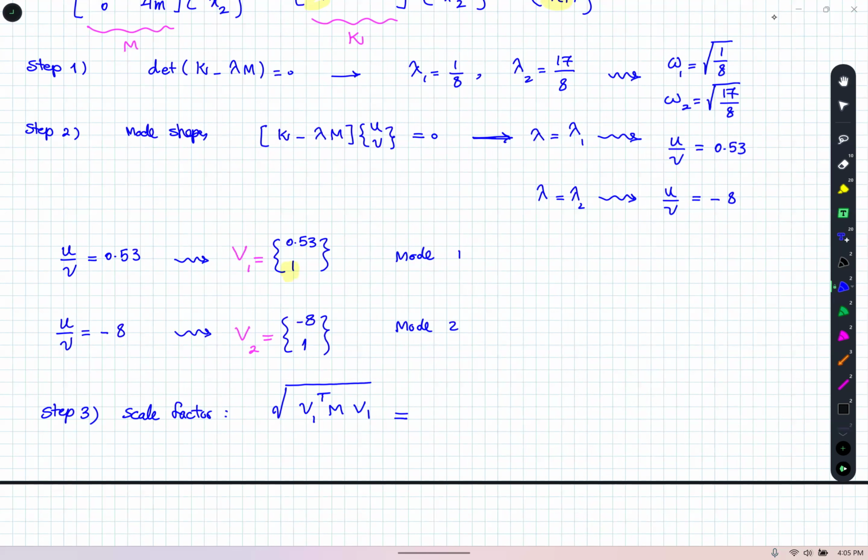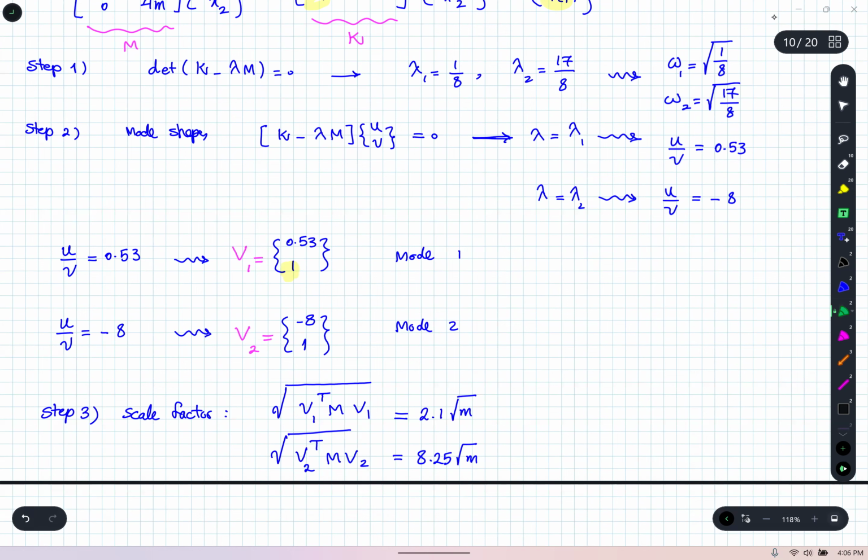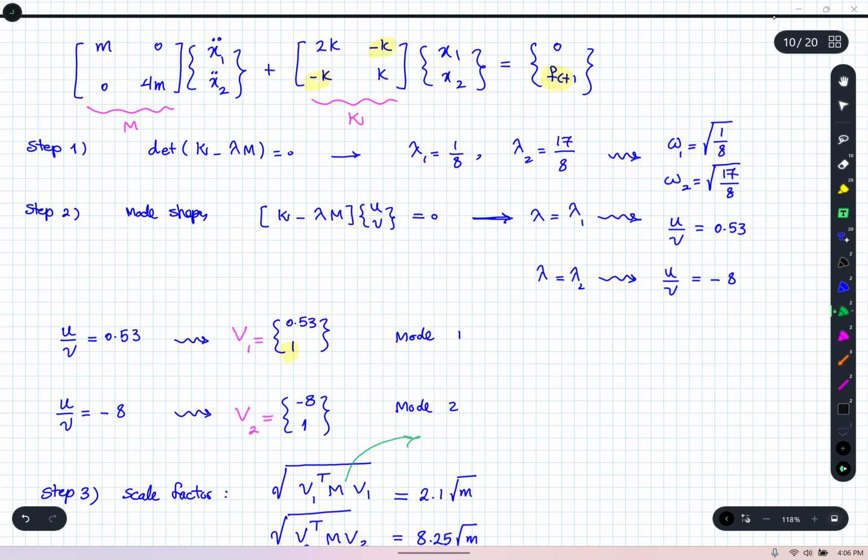So if you do the math correctly, you are going to end up with 2.1 square root of M. And if you repeat that for the second vector, you end up with a different value. Hopefully I've done it correctly. So remember, your mass matrix is, I'm just going to write it for you, but please do it on your own.